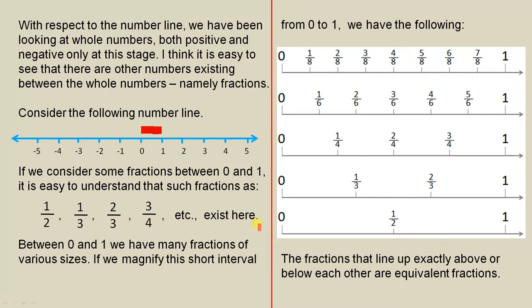If we magnify this short interval from 0 to 1, we have the following. So we have 5 number lines here, all from 0 to 1, and we have all the various fractions lying on each of the number lines. The fractions that line up exactly above or below each other are equivalent fractions. For example, if we just take these four here, a half, 2/4, 3/6 and 4/8, because they line up perfectly, they are equivalent fractions.